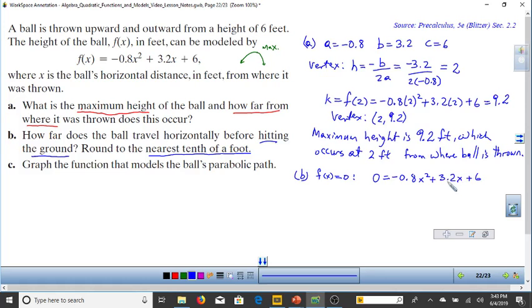We're going to solve that quadratic equation. To make our life simpler, I am going to divide everything by negative 0.4. That will get rid of our decimals. So 0 divided by negative 0.4 is 0. Negative 0.8 divided by negative 0.4 is positive 2x squared. Positive 3.2 divided by negative 0.4 is negative 8x. And 6 divided by negative 0.4 is negative 15.